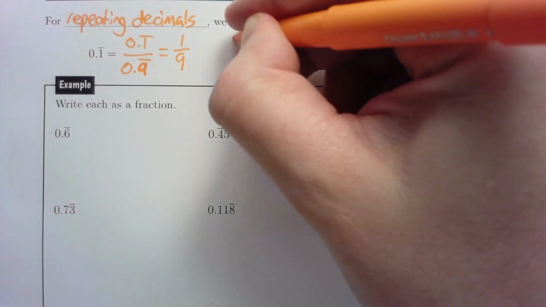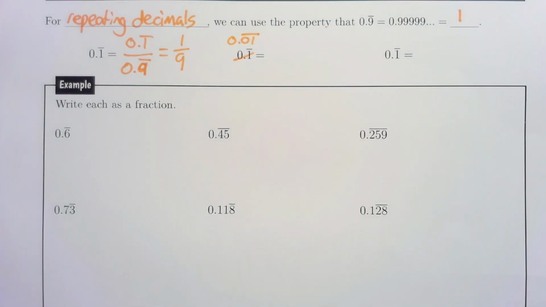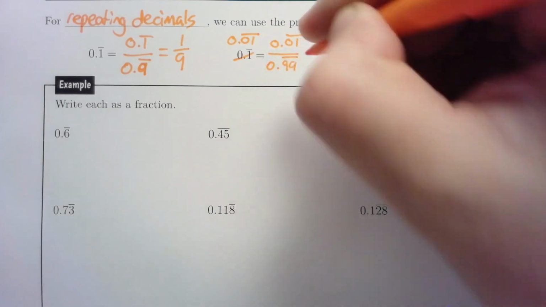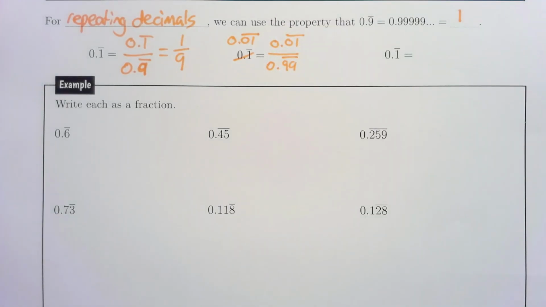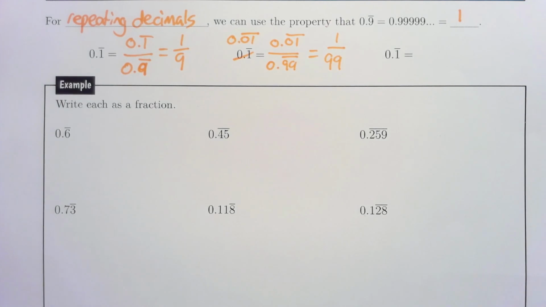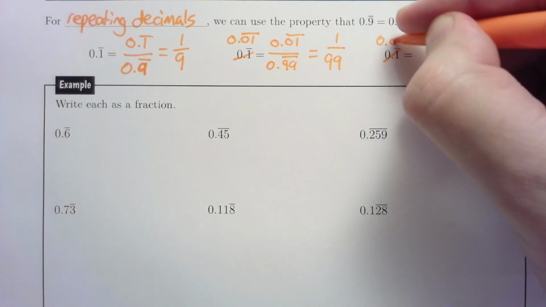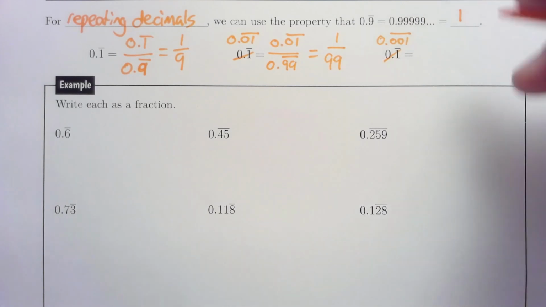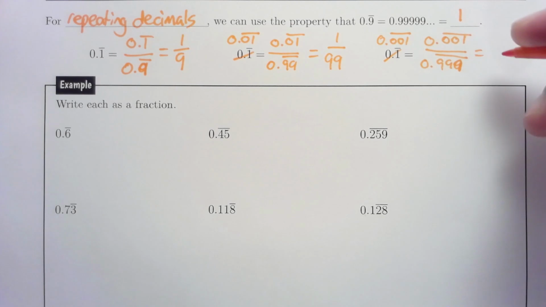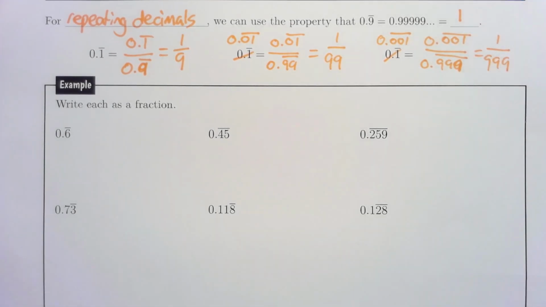If we have 0.01 repeating, we can use the same idea, except our denominator is going to be 0.99 repeating. Again, that denominator is equal to 1. Dividing both of these numbers by 0.01 repeating, we get 1/99. Taking this idea even further, we can do 0.001 repeating by putting that over 0.999 repeating, and we can simplify that to 1/999. Let's use these results to write some repeating decimals as fractions.